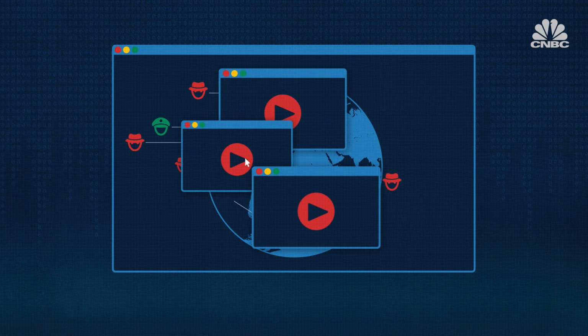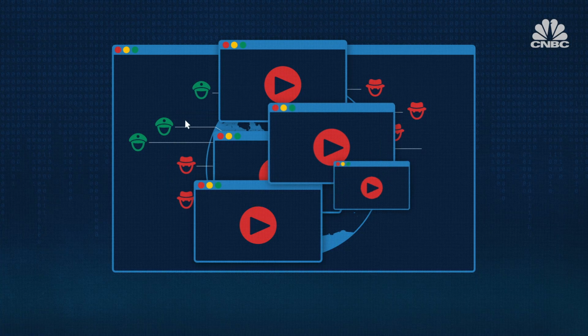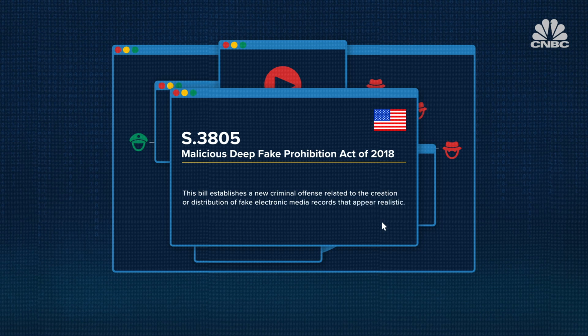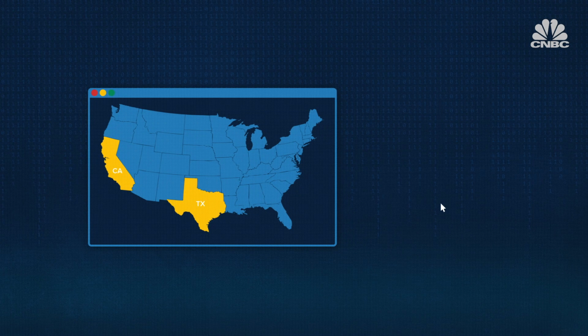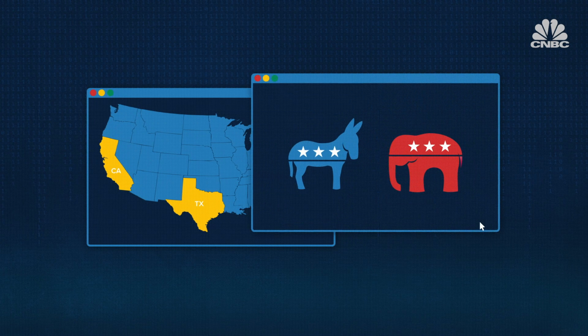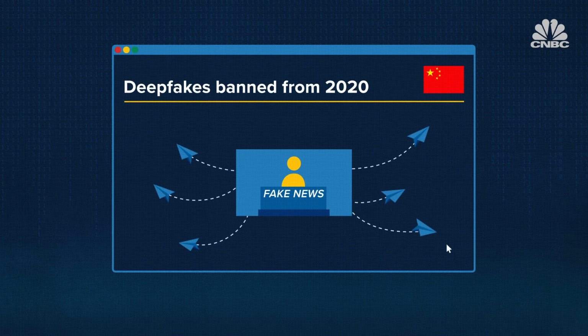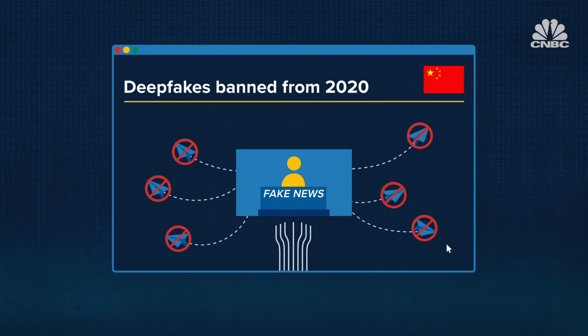So far, regulators worldwide have been slow to clamp down on deepfakes. In the United States, the first federal bill targeting deepfakes, the Malicious Deepfake Prohibition Act, was introduced in December 2018, and states including California and Texas have enacted laws that make deepfakes illegal when they're used to interfere with elections. Chinese regulators have also announced a ban from 2020 regarding the publishing and distribution of fake news created using deepfake technology.